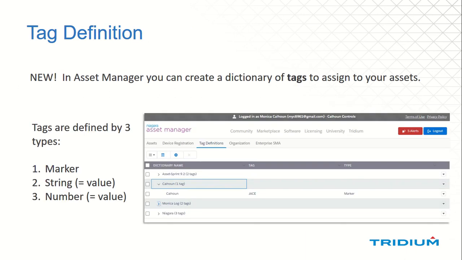One of the newest features in the Asset Manager is tag definition. This feature allows you to create a dictionary of tags, and you can assign these tags to your assets. Tags are defined by three types. One is a marker, which is simply a label, a string, or a number, which are values.